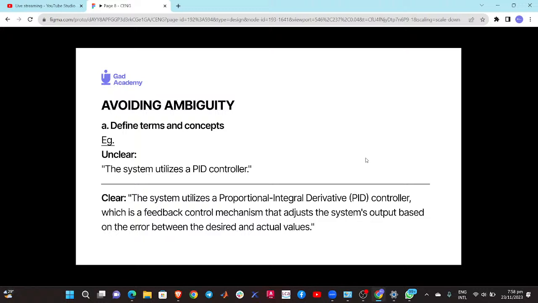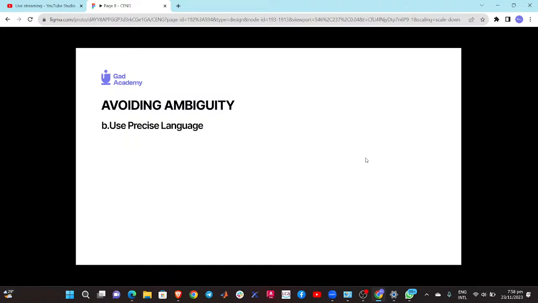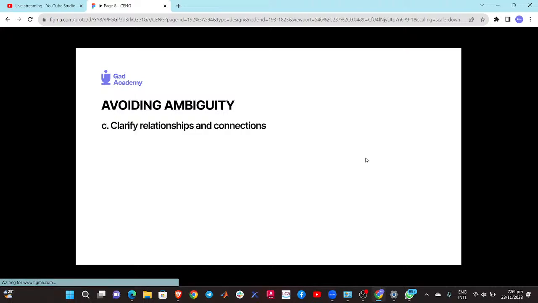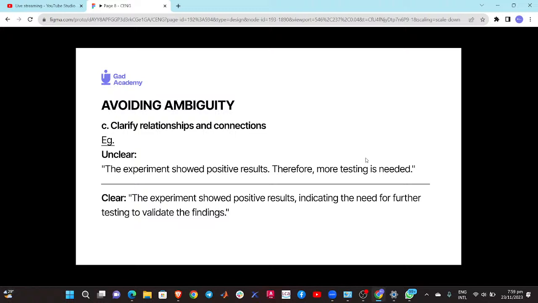If someone is in your field, the person will just get you using some jargons and all. Like, we'll get to that. But if the person is not there, it makes it really difficult for the person to understand what it is you are talking about. So use avoiding ambiguity, use precise language. We've already stated that. The ambiguous form is: the test results were satisfactory. But a more precise form would be: the test results met the specified performance criteria with an average accuracy of 90%.